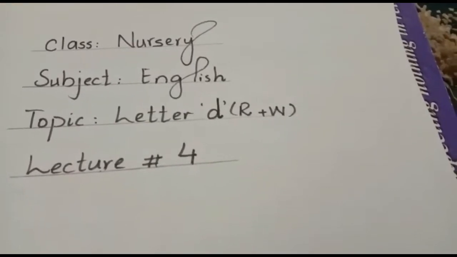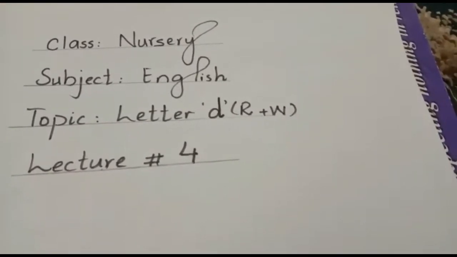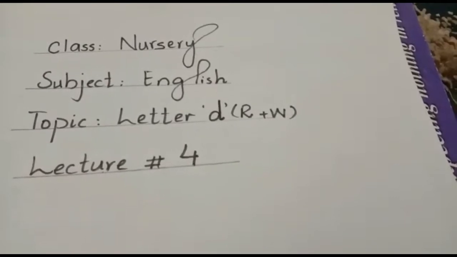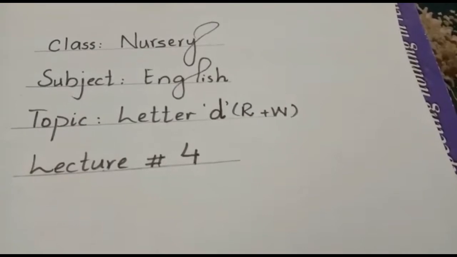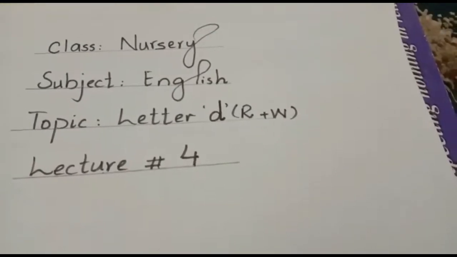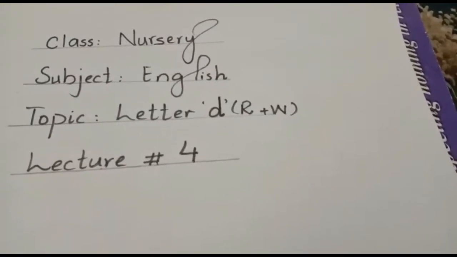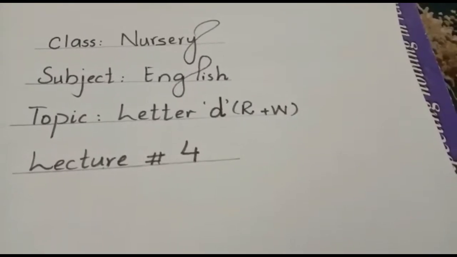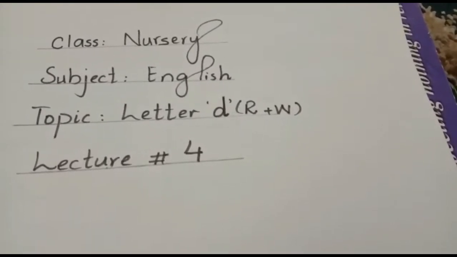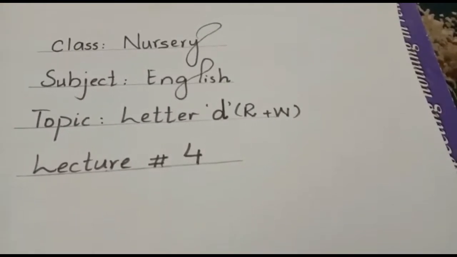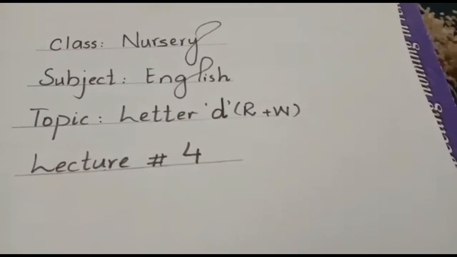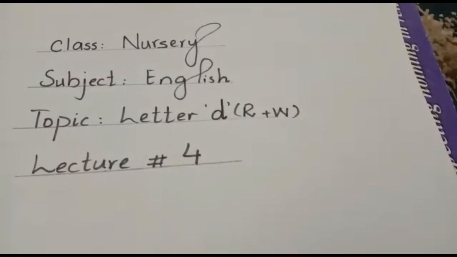Now today I will deliver lecture number 4 of English for class nursery, and the topic of the lecture is letter D, reading plus writing. First of all, you will tell me about the previous work. Have you done your previous work? Very good. Excellent. Now, in the previous lecture, we have learnt about the 3 letters. Yes, A, B and C.